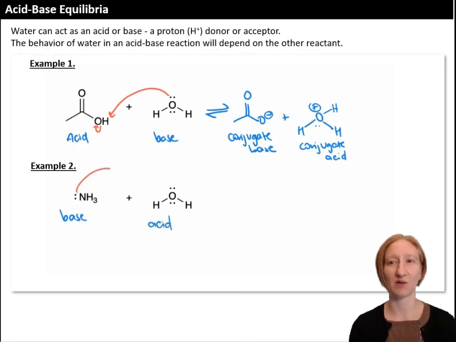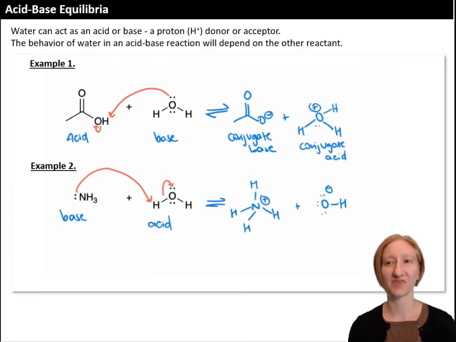In the second example, water is reacting with ammonia. And ammonia is a good base, a good proton acceptor. And so in this case, water will act as an acid. The lone pair on the ammonia nitrogen will attack or accept the proton from water. And so we draw a curved arrow from the nitrogen lone pair to the water proton. And then the electrons in the OH bond move to the electronegative oxygen atom. This gives us ammonium and hydroxide as our reaction products. The ammonium is the conjugate acid, and the hydroxide is the conjugate base.